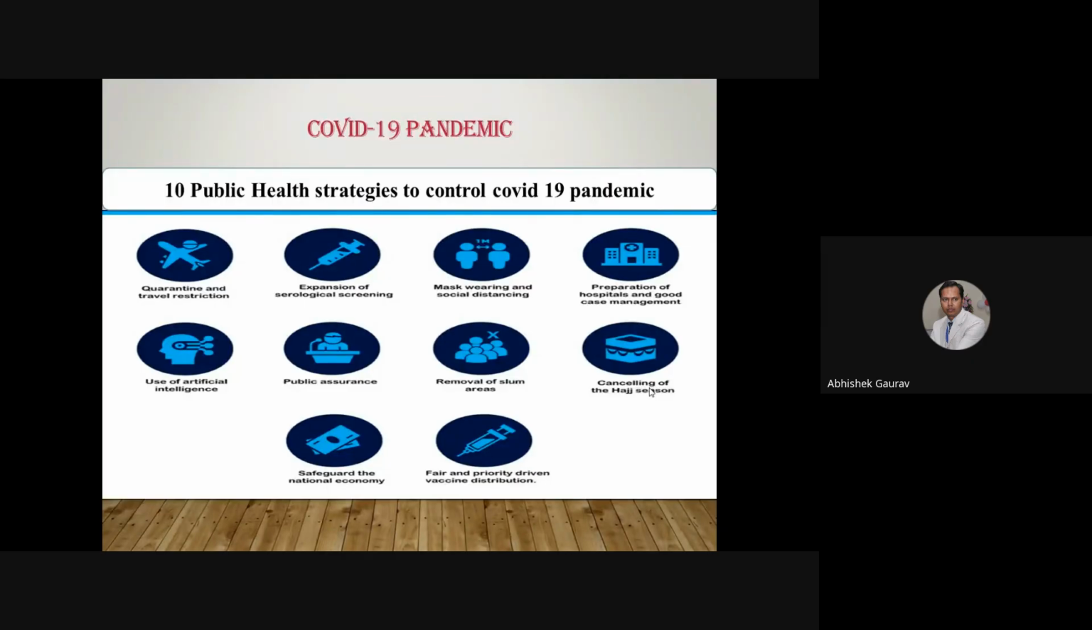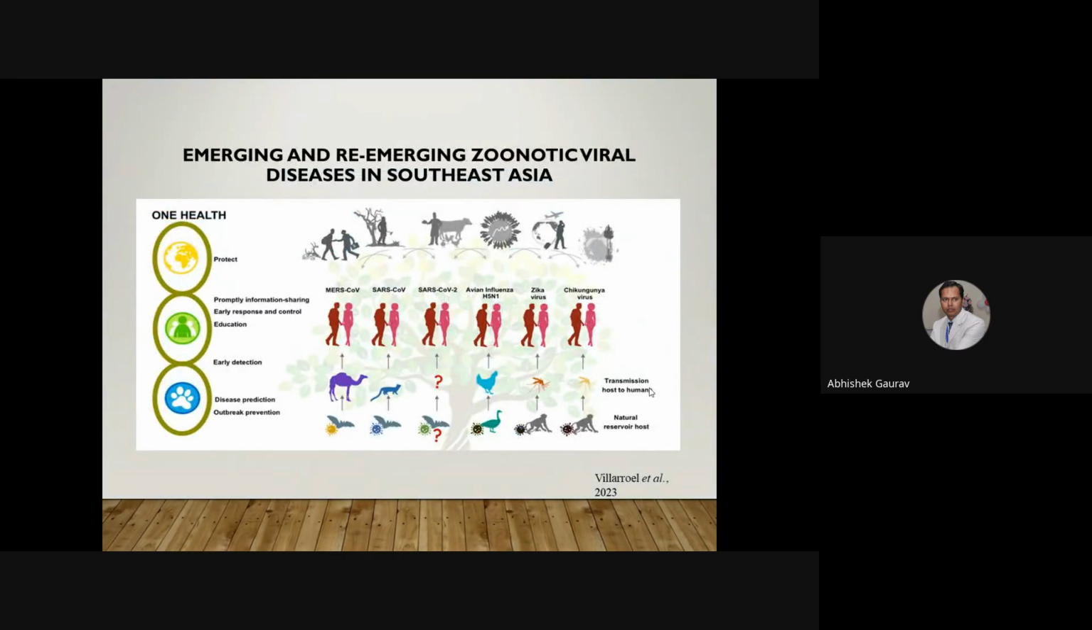Similarly, for COVID-19, we have already discussed. Then, emerging and re-emerging zoonotic viral diseases in South Asia. There are many diseases like MERS, transmitted from the camels. The reservoir is the bats. SARS-CoV, bats are the reservoir, and the civet is the transmitting agent. Similarly, SARS-CoV-2 transmitted from the bats.